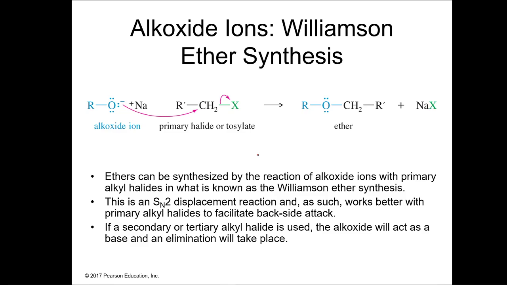So last thing, alkoxide ions, Williamson ether synthesis. Basically, you have a primary halide or a tosylate. You hit it with an alkoxide ion and you form an ether. We've looked at this one before because it's just an SN2 displacement. You're just using alkoxide ion as your nucleophile and doing an SN2 reaction. It's pretty much that straightforward.